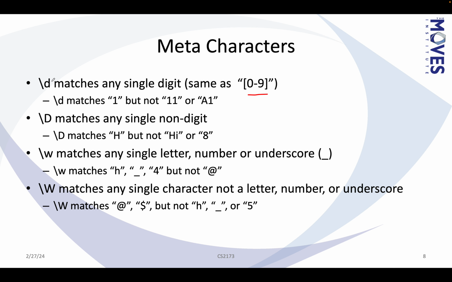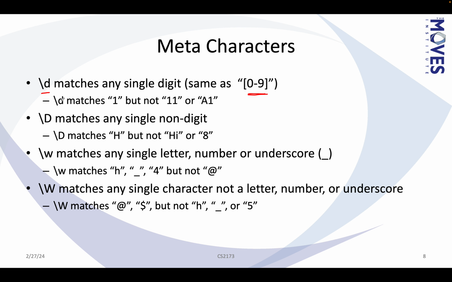And when it comes to regular expressions, we have to deal with the same thing, as you'll see, because when we express it as strings, when we write these, we actually have to double up on the backslashes. We're just kind of stuck with that. Anyway, \d for digit matches any single digit. It's a synonym for 0 through 9, but it's a little less typing. So \d will match 1, but not 11 or A1.